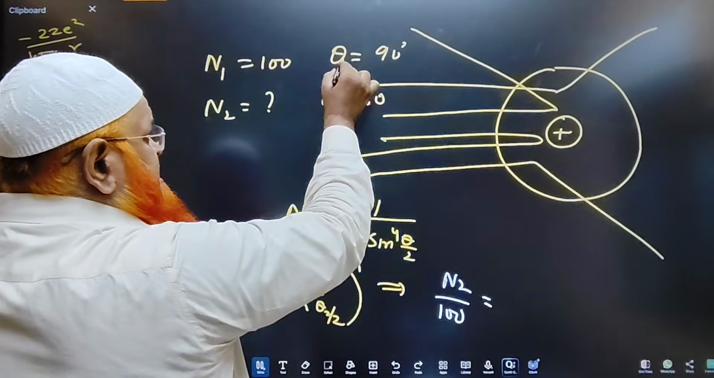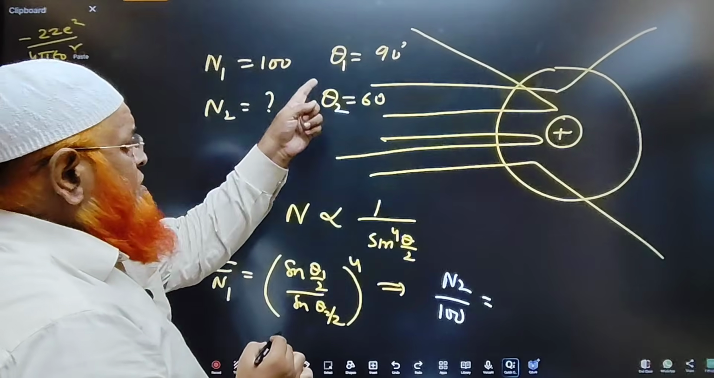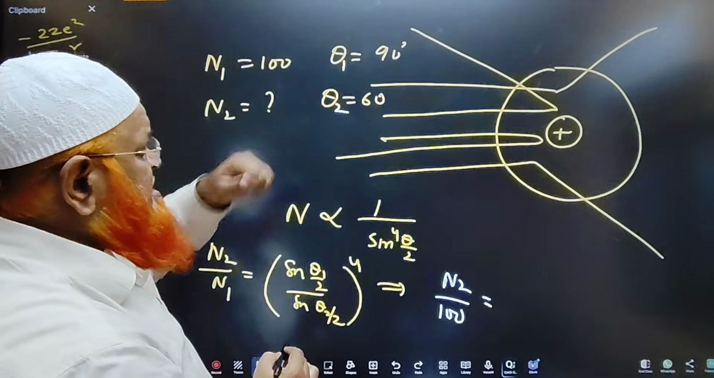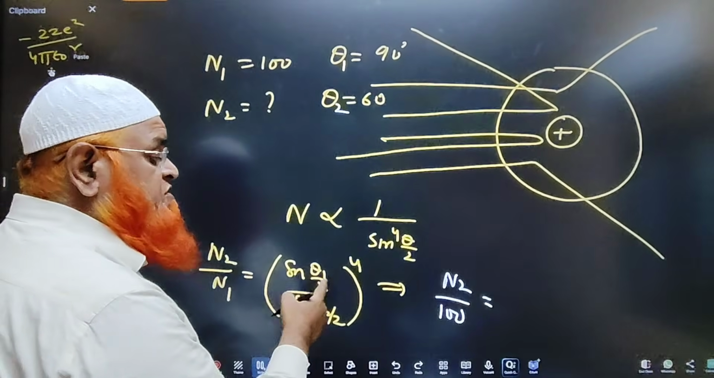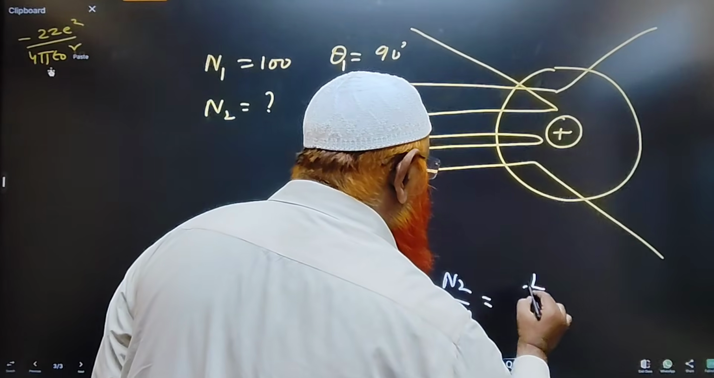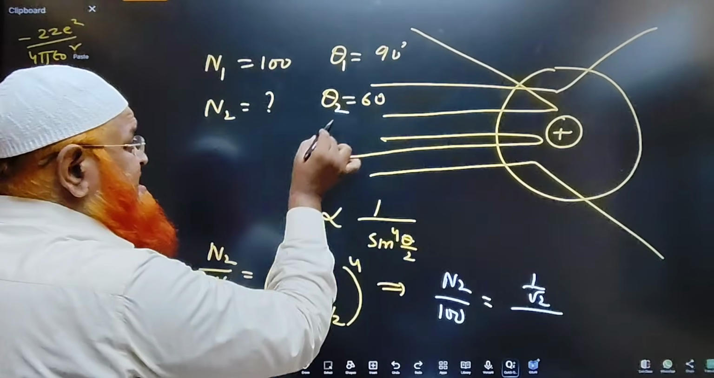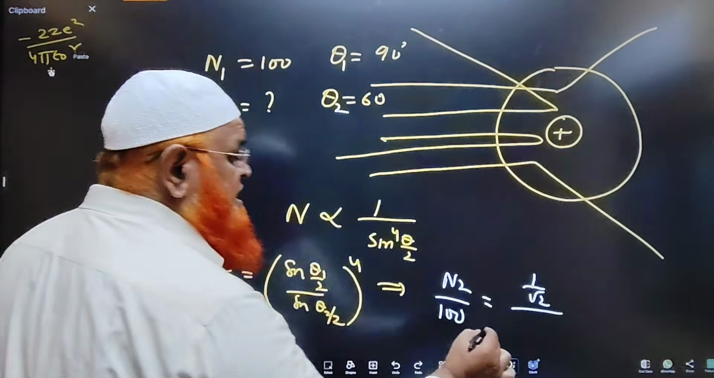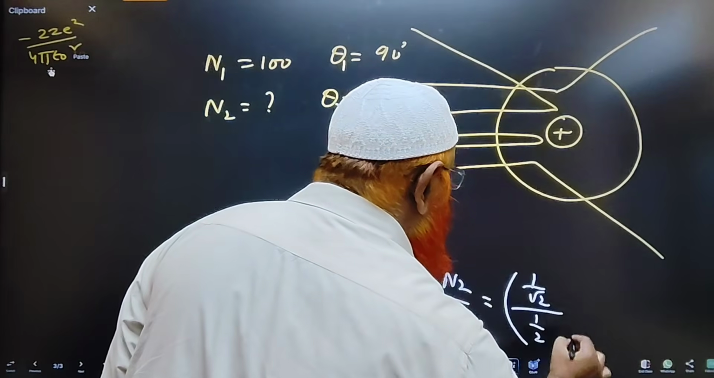Let us take this is theta 1, this is theta 2. Theta 1 is 90. So sine 90 by 2 is sine 45. Sine 45 is 1 by root 2, divided by sine 60 by 2, which means sine 30. Sine 30 is 1 by 2, whole power of 4.